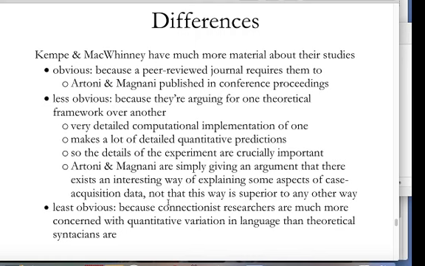So why do Kempe and McWhinney have so much more material about their studies? Well, because connectionist researchers like these two are much more concerned with quantitative variation in language than theoretical syntacticians are. And I spelled syntacticians wrong here, but that's meant to be the word syntacticians.